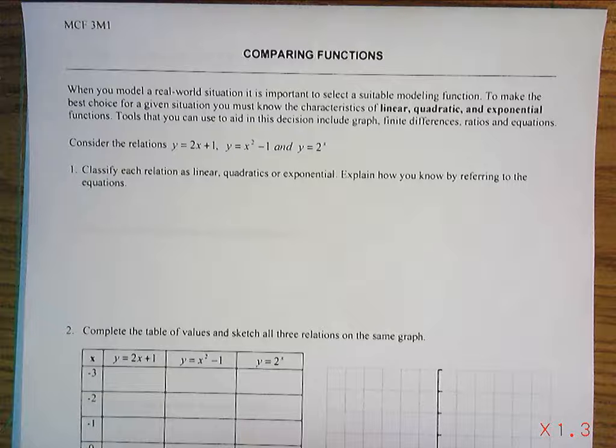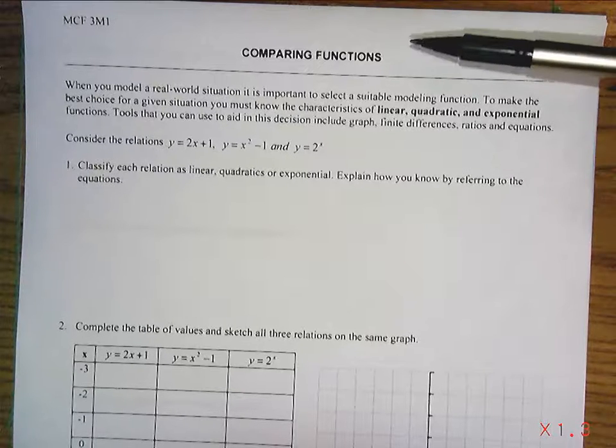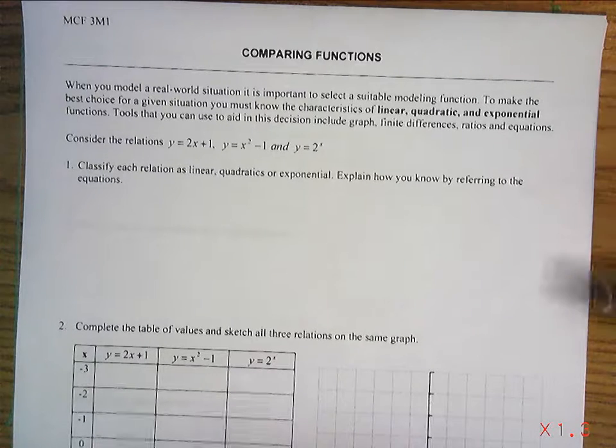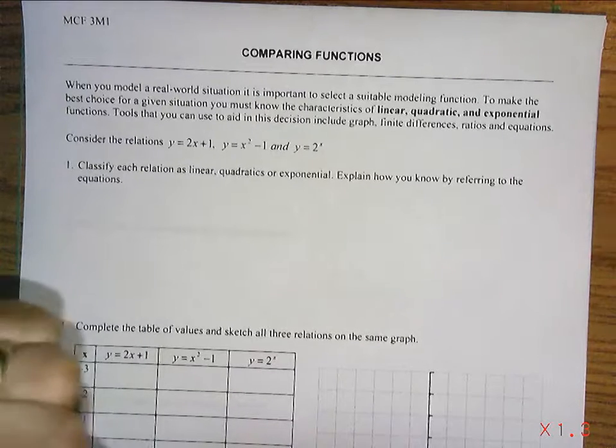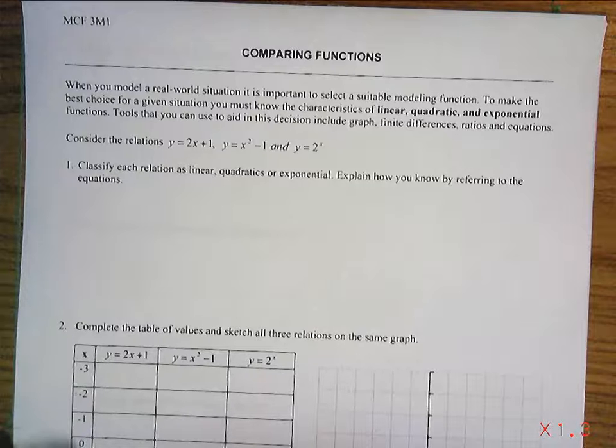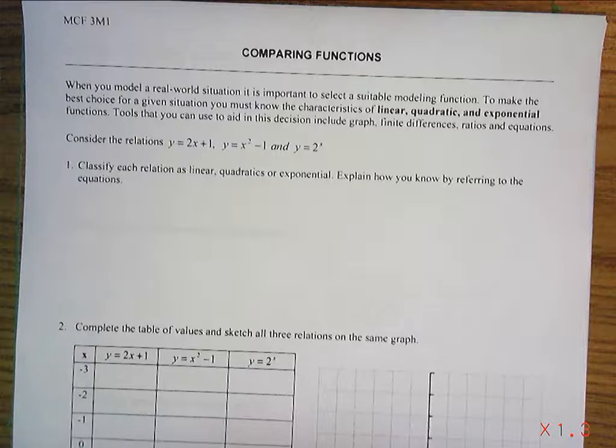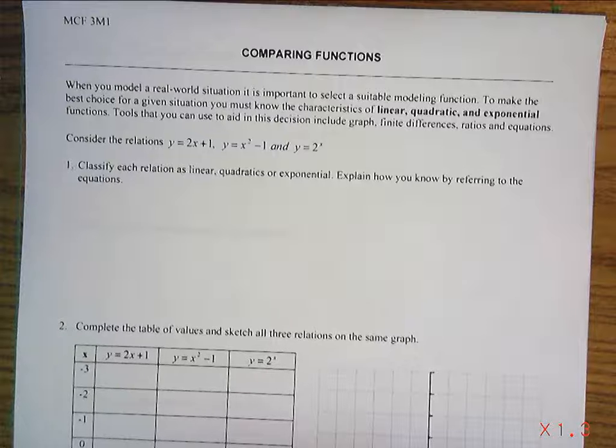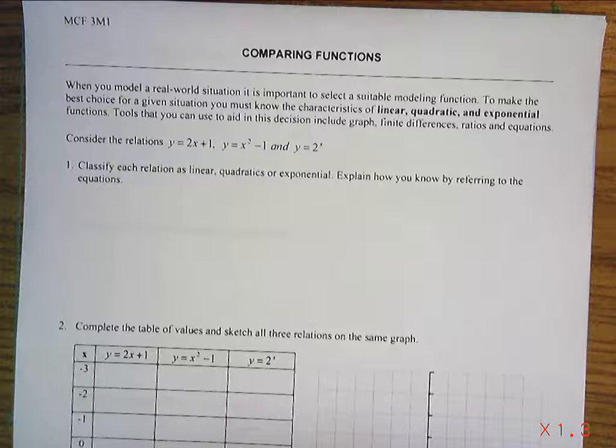Lesson 6.5, I think is what we're looking at if we're counting everything. So comparing functions, unit 6.5. When you model a real-world situation, it is important to select a suitable modeling function. What that means is when you're trying to put a mathematical model on something that's happening, it's important that you choose the right mathematics that will represent that model. If you pick a linear function and it's not linear, then that's not so good. If you pick a quadratic function and it's not quadratic, then that's not so good. And I think that pretty much goes without saying.